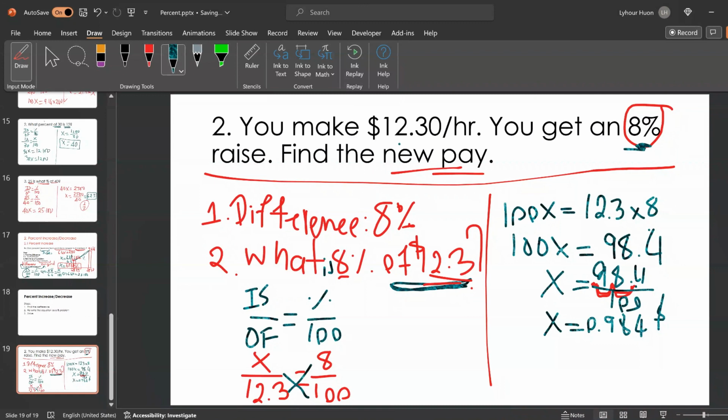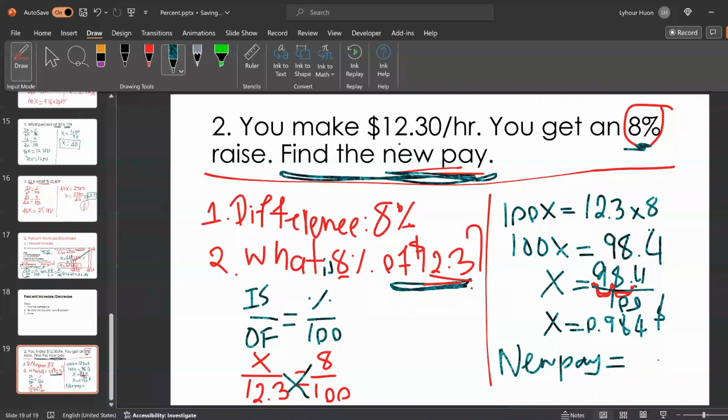Right. But the question is, find the new pay. So is it the final answer yet? No. So how can we find the new pay? Do we add them? We add them. So new pay equals what, add what? What number adding with what numbers? Hold up, I'm writing it. Oh, I'll just add it.